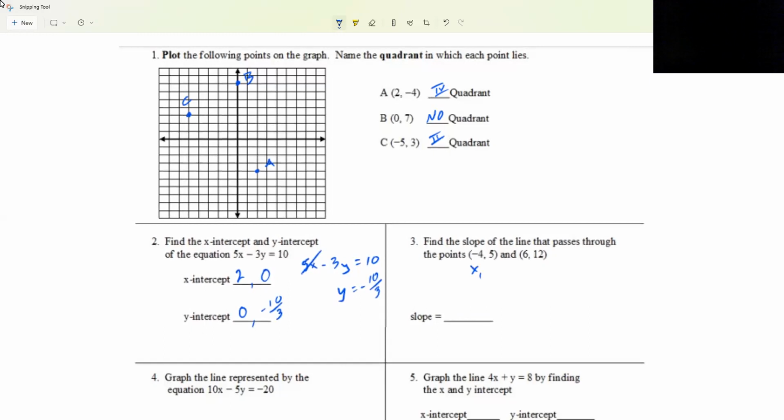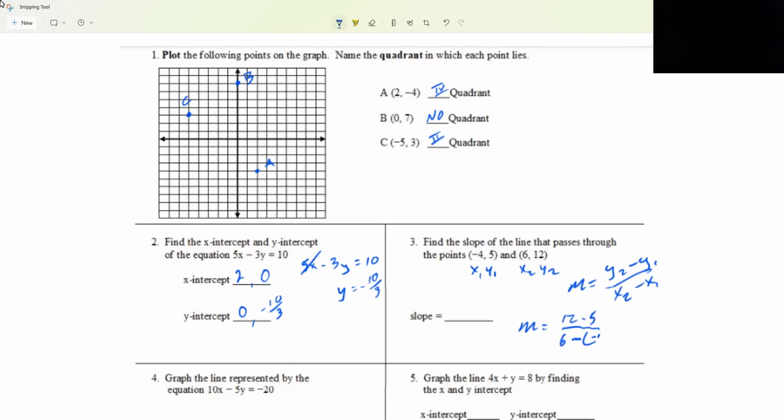Finding the slope. x1, y1, x2, y2. Okay, plug it in the slope equation. m is equal to y2 minus y1 over x2 minus x1, and solve for the slope. So you're going to end up with 12 minus 5 over 6 minus -4. Okay, watch your signs there. 7 over 10. So 7 over 10. All right, and you're done.